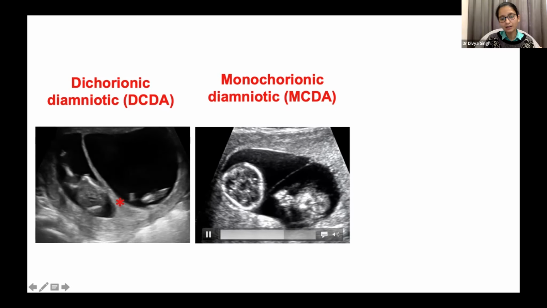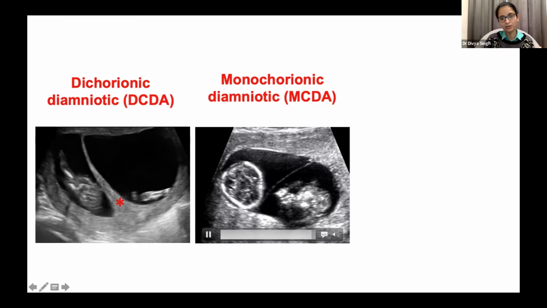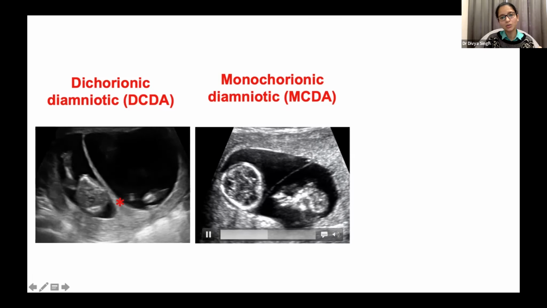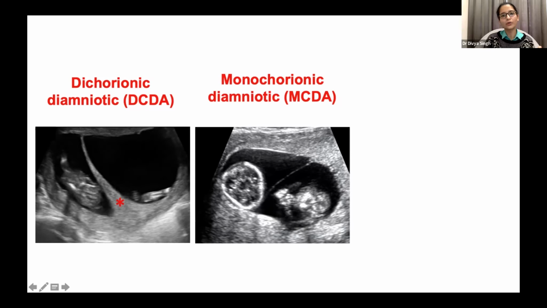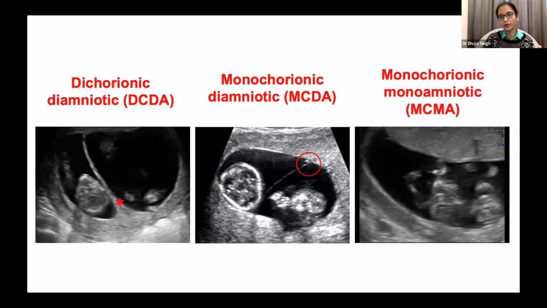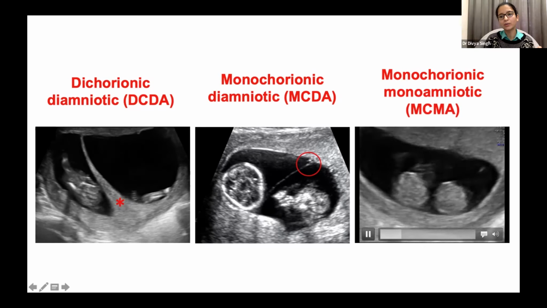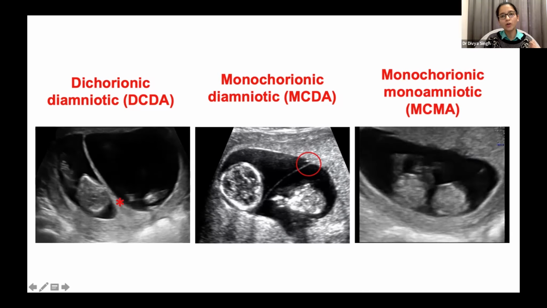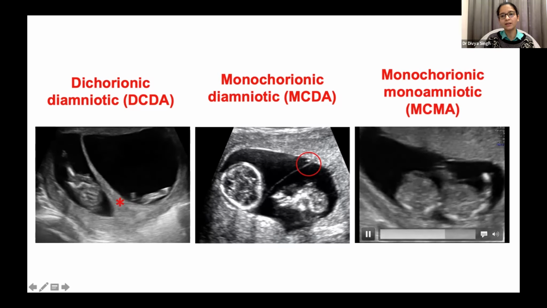And look at the insertion site of the membrane on the placenta. You don't see any chorionic tissue growing here. This is known as the T sign of monochorionic pregnancy. And finally, we come to monochorionic monoamniotic twins. So there would be a single placental mass. Since they are monoamniotic, you will not appreciate the amniotic membrane.